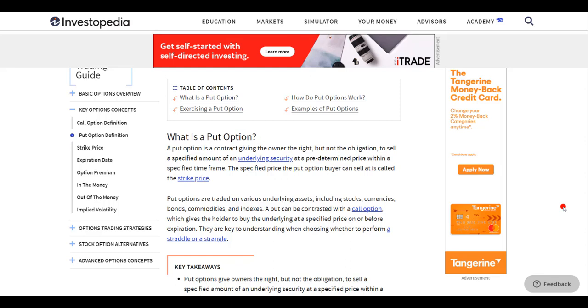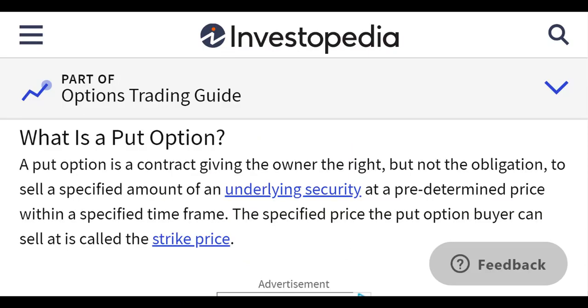So what is a put credit spread and how can you trade it on Questrade? To fully understand what a put credit spread is, I think it's important first to know what a put option is. According to Investopedia, a put option is a contract giving the owner the right, and in this case the owner is the buyer of the put option, but not the obligation, to sell a specified amount of an underlying security.